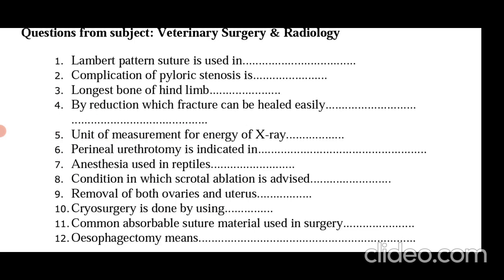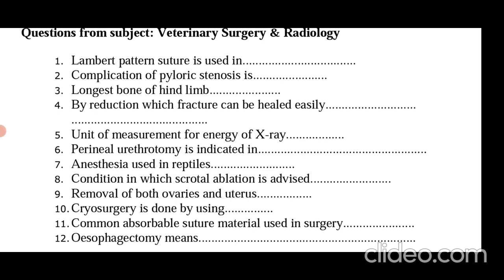Perineal urethrotomy is indicated in posterior obstruction in os penis. Anesthesia used in reptiles is ketamine. Condition in which scrotal ablation is advised is neoplasm.